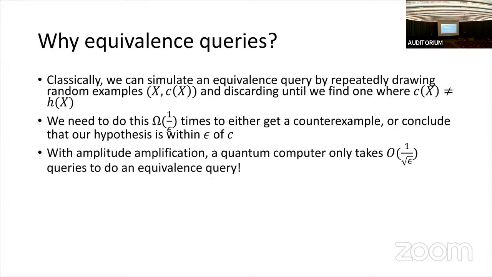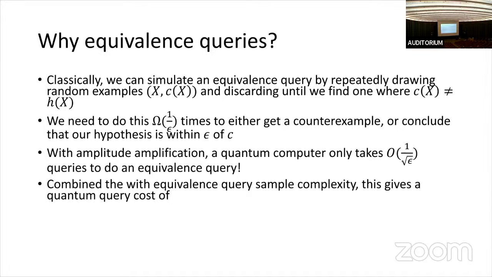But with a quantum computer using a Grover search-like technique or amplitude amplification, you can do that in 1 over square root epsilon time. So you get this square root advantage in the amount of time because you can just search for places that you're wrong. If you multiply that time, or number of samples, to do an equivalence query by the equivalence query learning complexity, you end up with this, which is exactly the upper bound from our work.